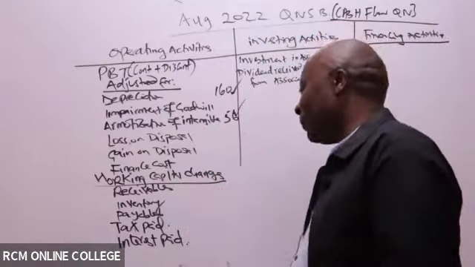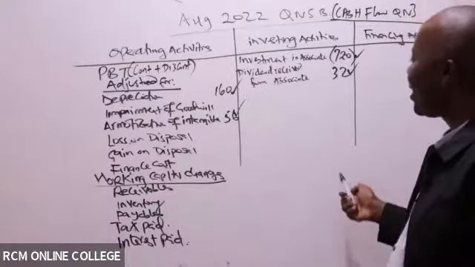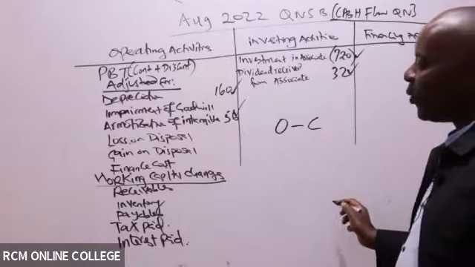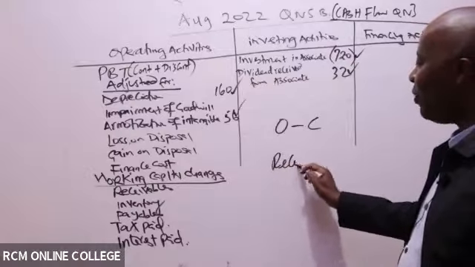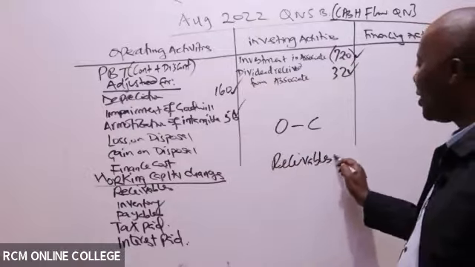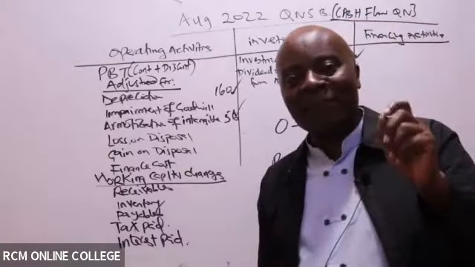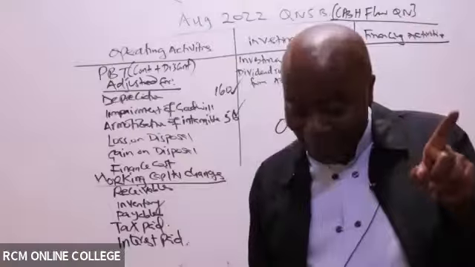So I go to working capital changes. I know I'm taking opening minus closing. So we start with receivables. Ladies and gentlemen, is there somebody who is able to track receivables in the statement of financial position? Tell me the opening receivables.